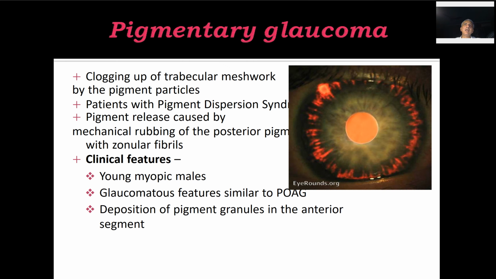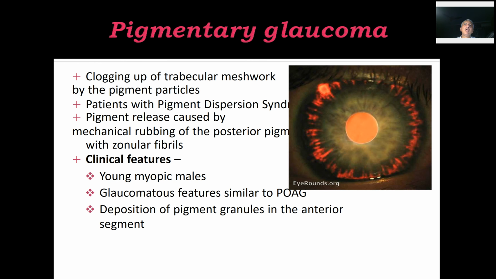We move on to pigmentary glaucoma. This is clogging up of the trabecular meshwork by pigment particles. In patients with pigment dispersion syndrome, pigment is released by mechanical rubbing of the posterior pigment layer against the zonular fibrils. Here you can see, due to the chronic nature, there are slit-like defects in the iris, which are seen in retroillumination. This is typically called a moth-eaten appearance of the iris. Usually seen in young myopic females.